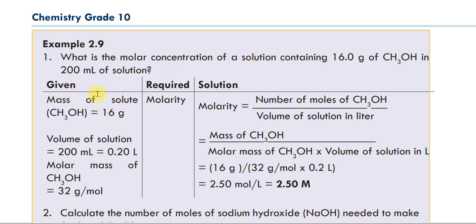So given mass of the solute that is methanol which is 16 gram, volume of a solution that is 200 milliliter, that means 0.2 liter. Molar mass of methanol is 32 gram per mole.